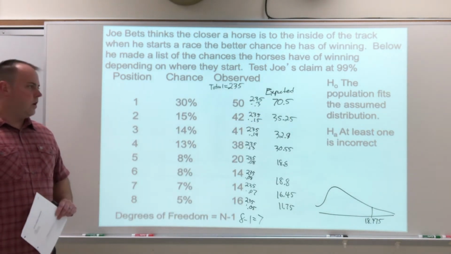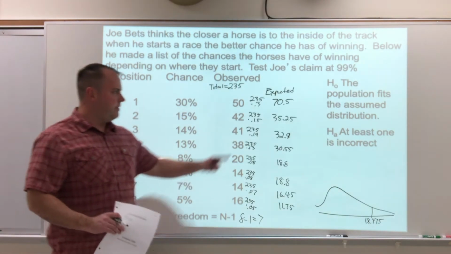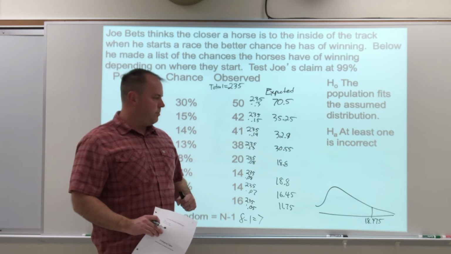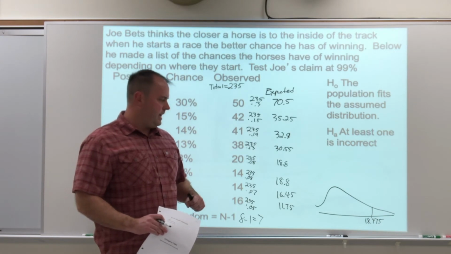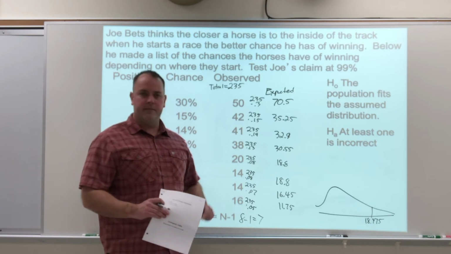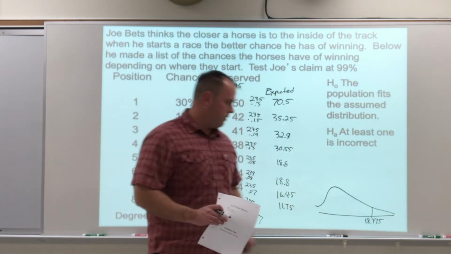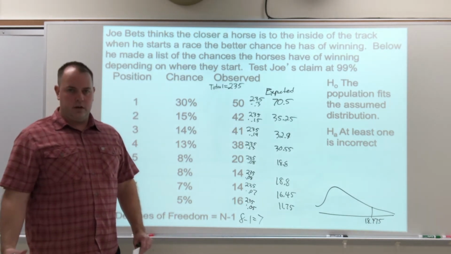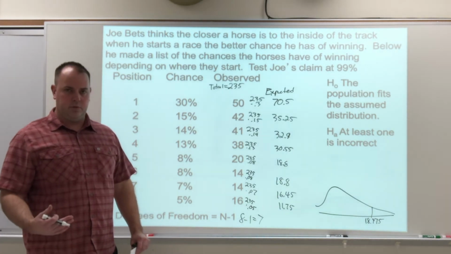Okay, so there are all our expected values: 70.5, 35.25, 32.9, 30.55, 18.8, 18.8, 16.45, 11.75. And I did have to move our curve over there, kind of put it in a bad position to start with. Now to find our test statistic is exactly the same as we did before.